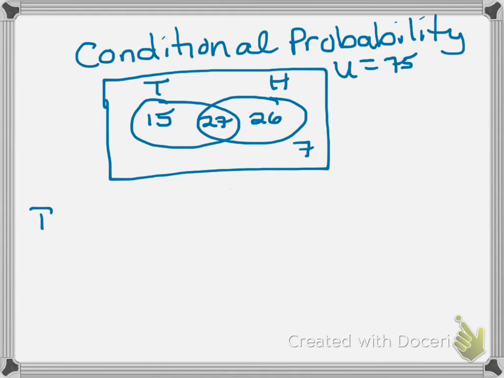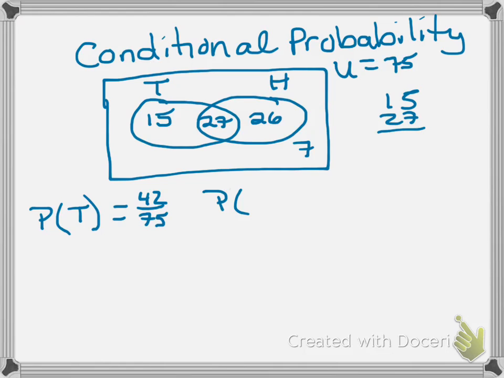So if I was to ask what's the probability that somebody plays tennis, so that's 15 and 27. So that's going to be what? So that's 42 out of 75. And what if I was to ask the probability that somebody plays tennis and hockey? That's 27 out of 75. Okay? Regular probability.